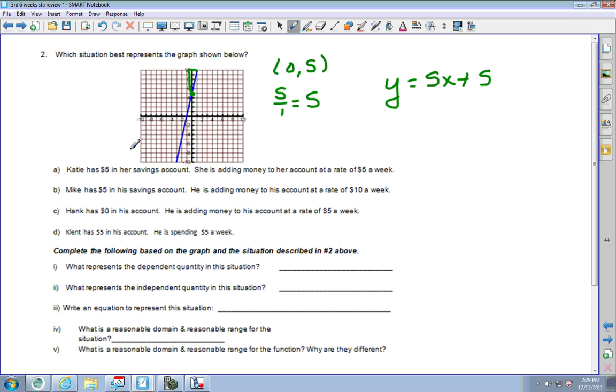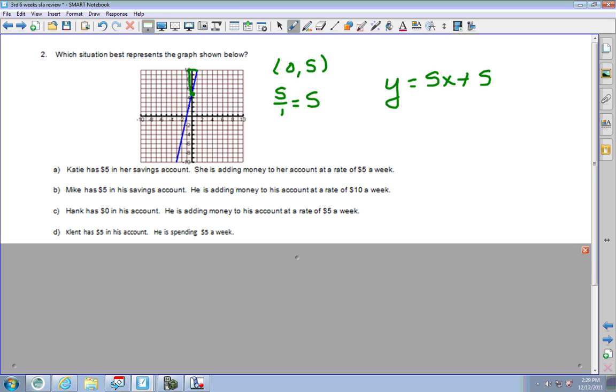Let me cover up these other ones. These are my 4 choices. It talks about Kent having $5 in his savings account. Well, that could be it. The starting amount right here is $5. Hank has 0. Nope, it's not that because he's not starting at 0. Now, this says that Kent has $5 and he's spending $5 a week. If he's spending it, this would be decreasing. And what is my line doing right now? It's increasing. It's going up. So this cannot be the right answer. The next says that Mike has $5, but he is adding $10 a week. That's not right because my slope is 5. My answer should be A.